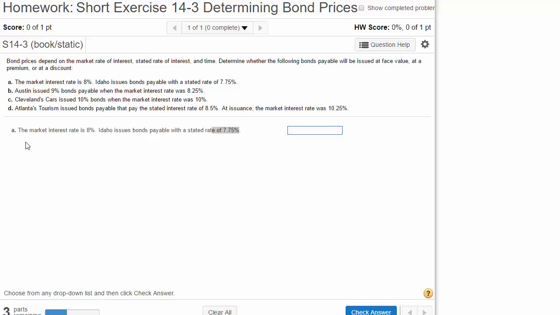So here's our first scenario. The market interest rate is 8%. So other bonds are selling for 8%. Idaho issues bonds payable with a stated rate of 7.75%.